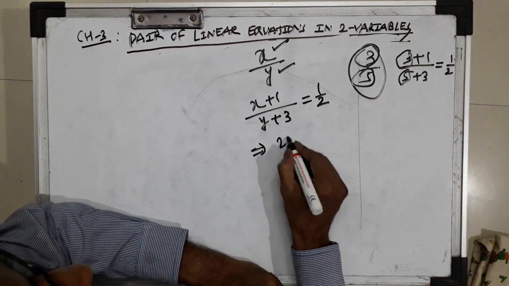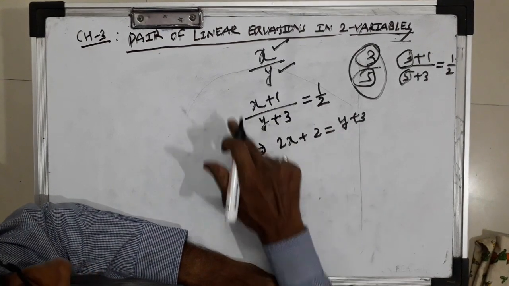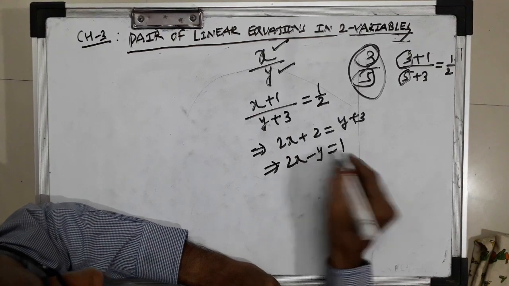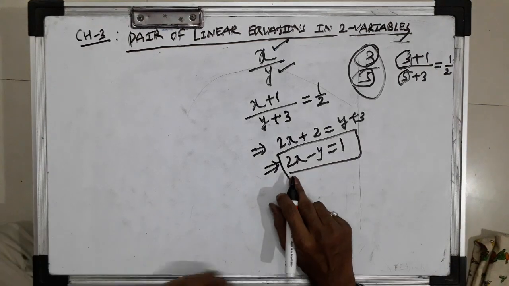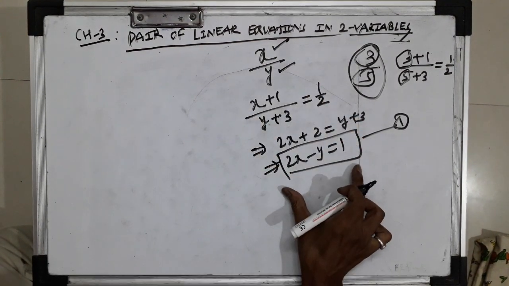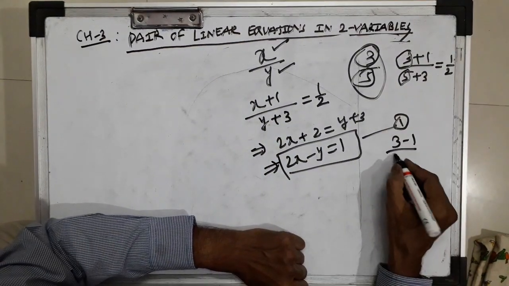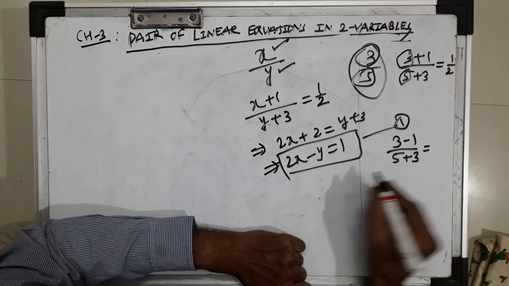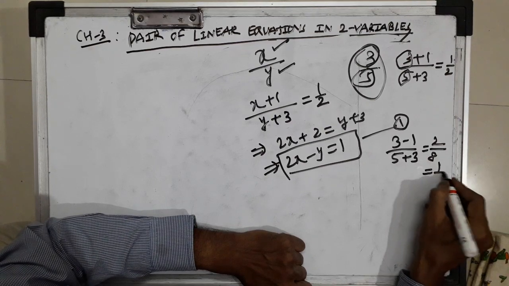If we cross multiply, 2x plus 2 is equal to y plus 3. After transposing, it becomes 2x minus y is equal to 1. This is the standard form of the equation. Simplify it, get the equation in this format. Right, second, suppose we subtract 1 from the numerator and add 3 to the denominator, then the fraction becomes 2 by 8, means again 1 by 4.